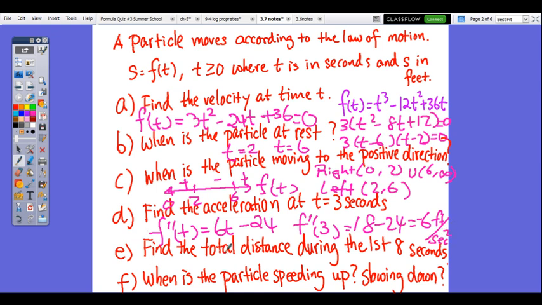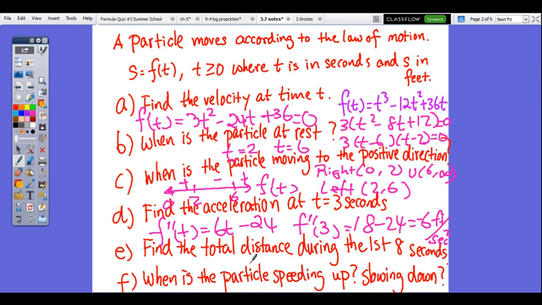And then for E and F, you want to find the total distance during the first 8 seconds. So find the total distance. That means you want to find out the positions, from 0 to 2, and then from 2 to 6. And then whatever distance you find, you just add them all together. So again, during the first 8 seconds.